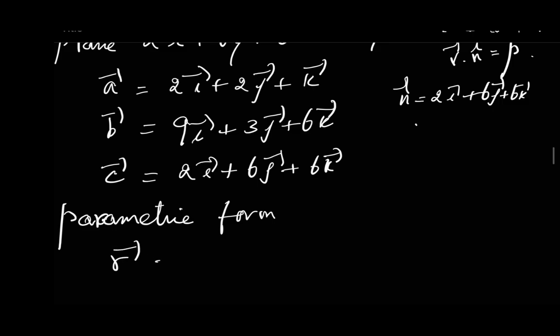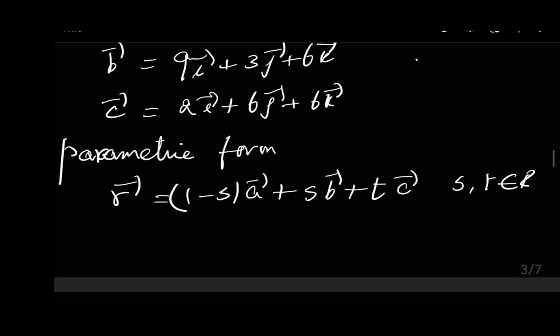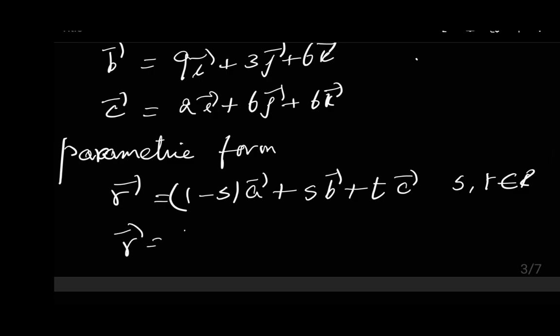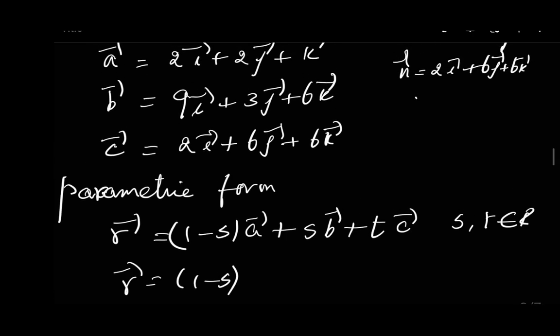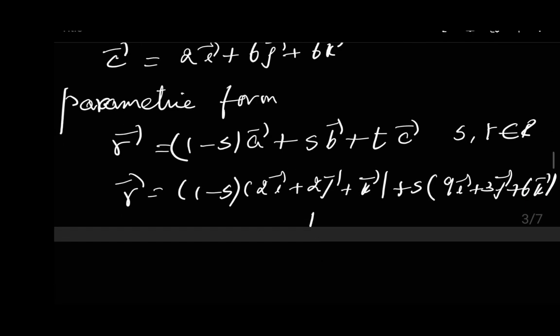Vector r is equal to 1 minus s into vector A plus s into vector B plus t into vector C, where s and t are scalars, they belong to R. So substitute here, vector r is equal to 1 minus s into vector A, 2i plus 2j plus k, plus s into vector B, 9i plus 3j plus 6k, then plus t into vector C, 2i plus 6j plus 6k.